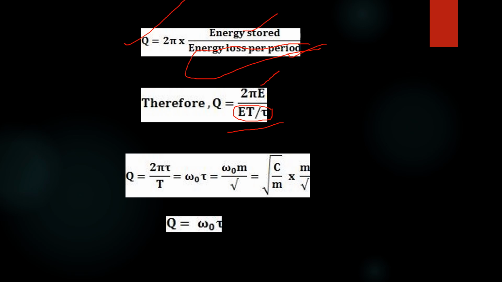So Q is equal to 2 pi tau by T, because E gets cancelled. So Q is equal to 2 pi tau by T, or 2 pi by T is omega 0. So Q is also equal to omega 0 into tau, but tau is equal to m by gamma. So omega 0 m by gamma, or it is also equal to root of C by m into m by gamma, because omega 0 is root of C by m. So you should remember these equations in order to do problems.